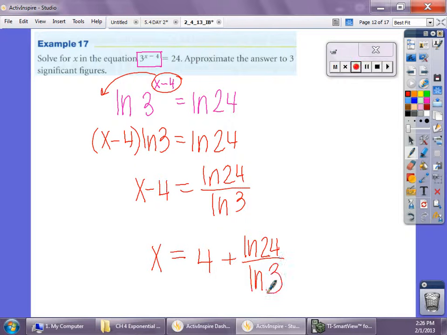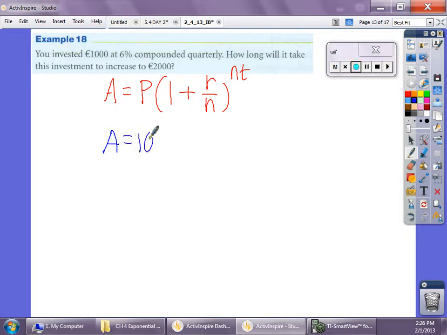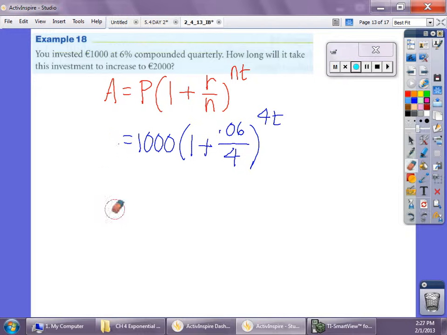All right, let's try another one. You invested €1,000 at 6% compounded quarterly. How long will it take for the investment to essentially double? So the formula that we're going to use, I don't actually remember all the values, but that is the formula. So I'm going to start with the fact that the initial amount was €1,000. My rate as a decimal is 0.06. Compounding quarterly means 4, and then we're going to do 4t. In this case, the value that I want to end up with is €2,000.